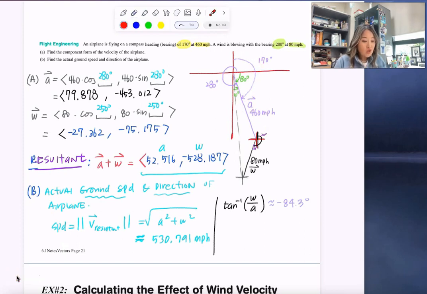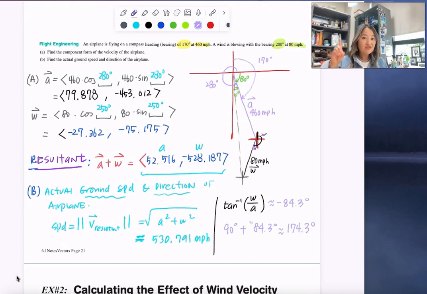So if we're saying direction of the airplane, you need to understand that we're asking about the bearing of the plane. So it's going to be 90 degrees plus 84.3 degrees. Now, why did I put a quotation around the 84.3 degrees? Because it's not really 84.3 degrees. It's like some long number, right? So in your calculator somewhere, it exists. So it's going to be 174.3.